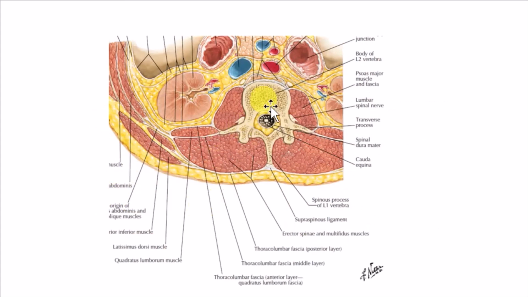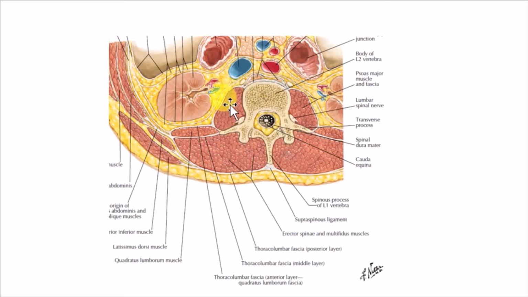Now here you can appreciate the three layers of thoracolumbar fascia. This is a lumbar vertebra. On the anterior surface of the transverse process there is a ridge where you can appreciate the anterior layer of thoracolumbar fascia. On the tip there is the middle layer of thoracolumbar fascia, and on the spinous process here this is the posterior layer of thoracolumbar fascia.